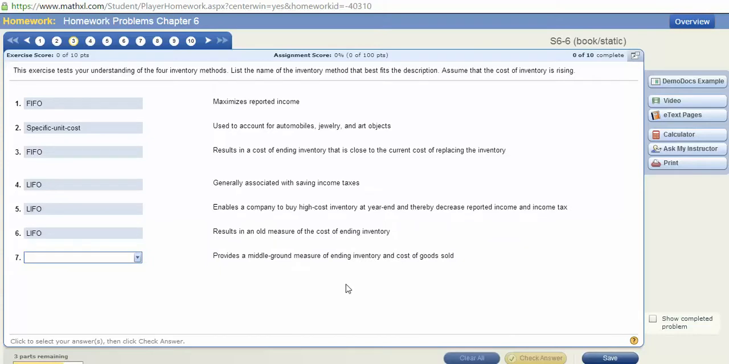Okay, this one's pretty easy. Provides a middle ground measure of ending inventory and cost of goods sold. Not just ending inventory, but cost of goods sold. Middle ground is almost code talk for average.